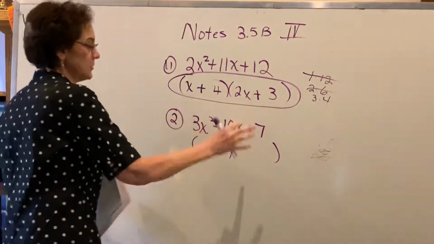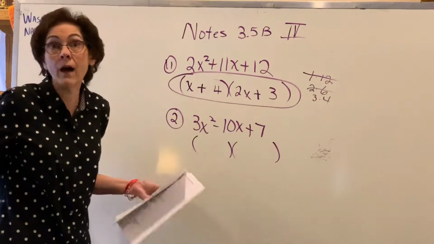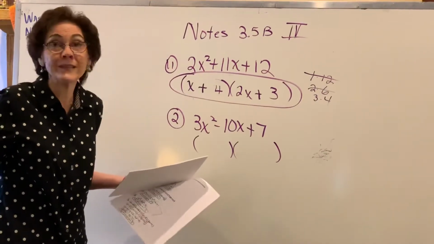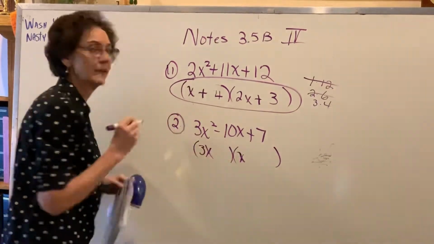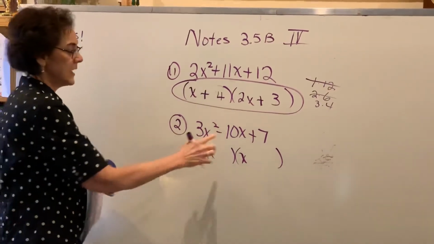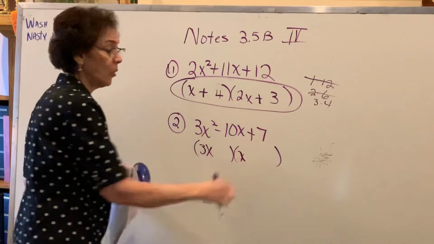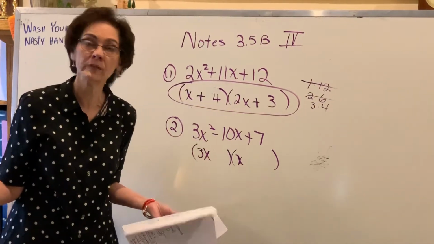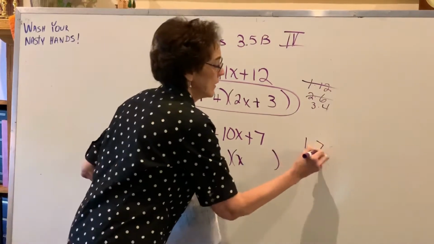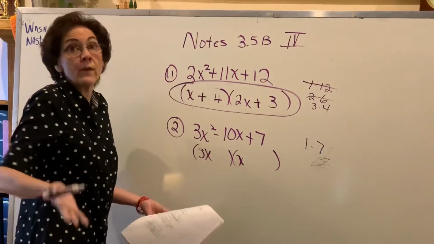All right, what first term times what first term is 3x squared? There's no way to get a 3 except for 1 times 3. So 3x and 1x. All right, good deal. And then what times what is 7? Guess what? There's only one way to multiply to get 7, 1 times 7. So that's the only option you have.